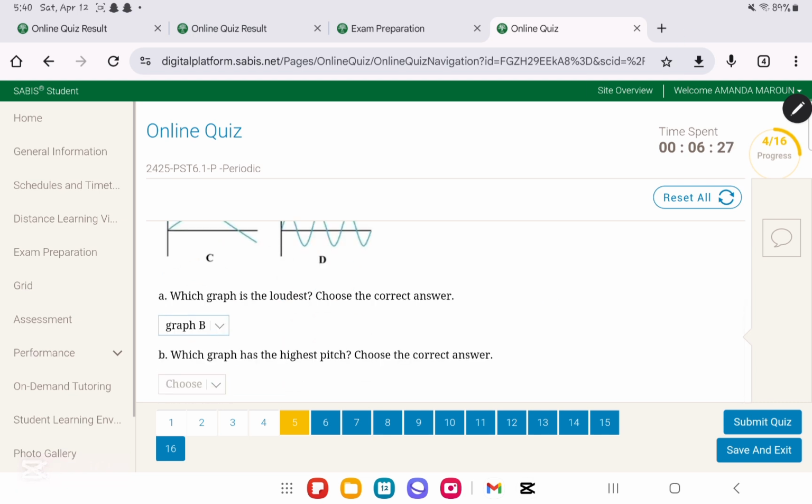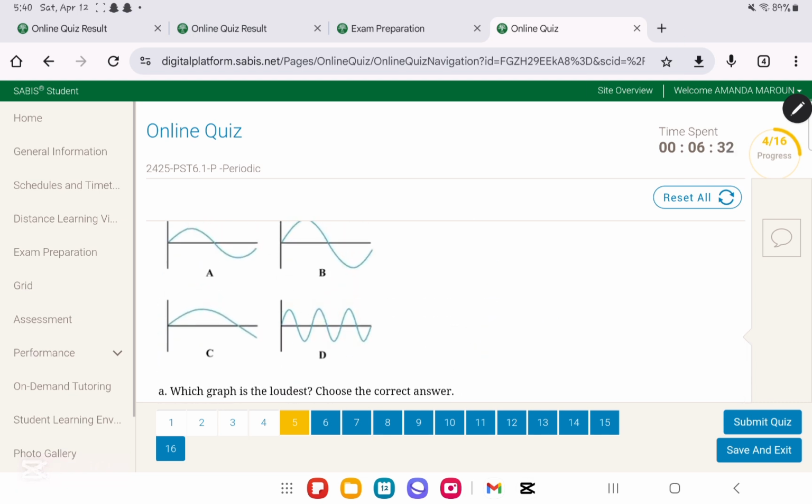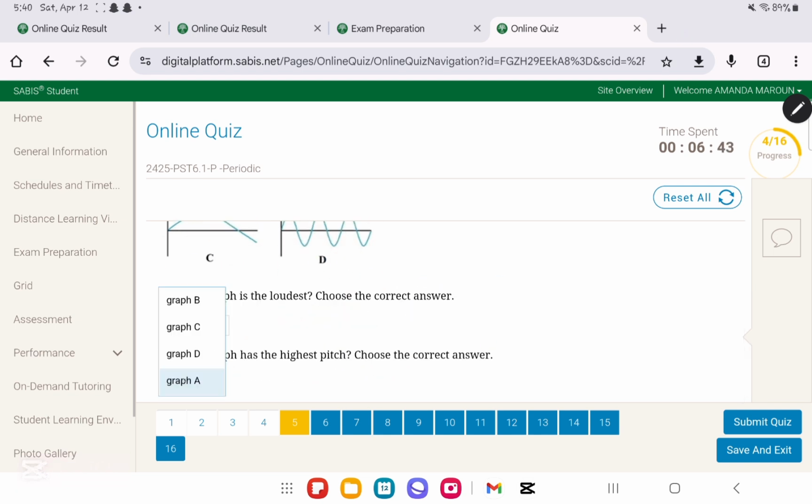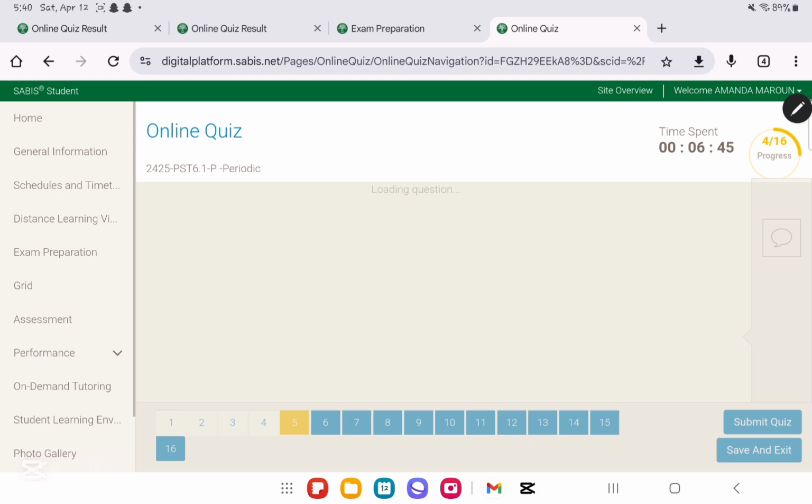Okay? And then they said which one has the highest pitch? The one with the highest pitch has the highest frequency, or the most number of waves per second. Let us assume all of this is 1 second. Okay, if that's the case, then D will have the highest frequency, so then consequently it will have the highest pitch.